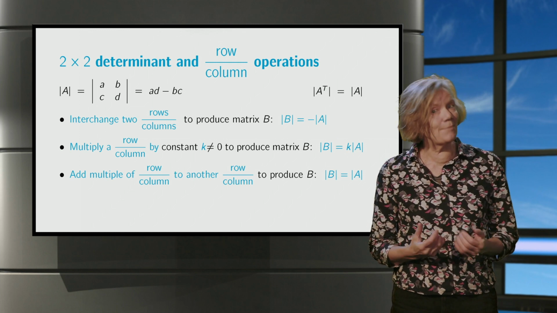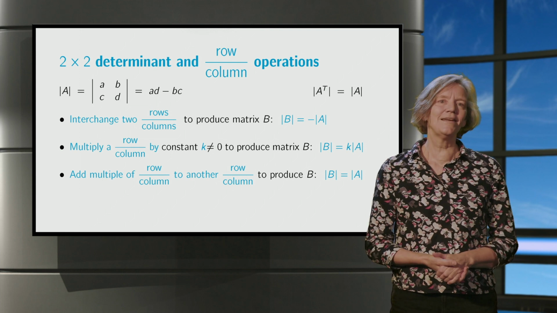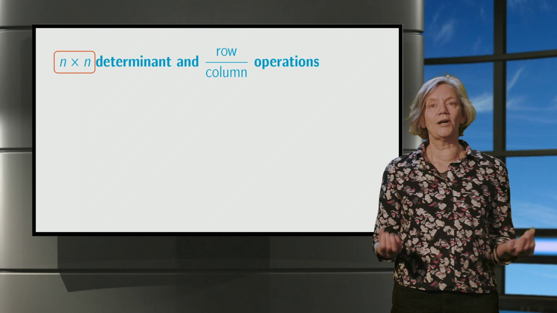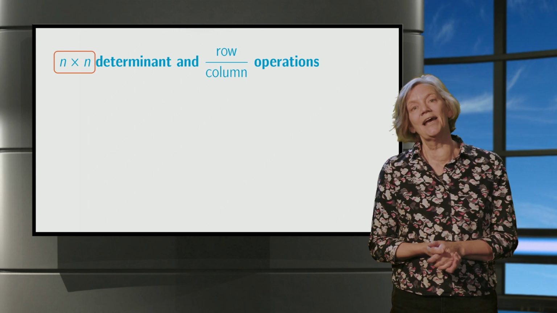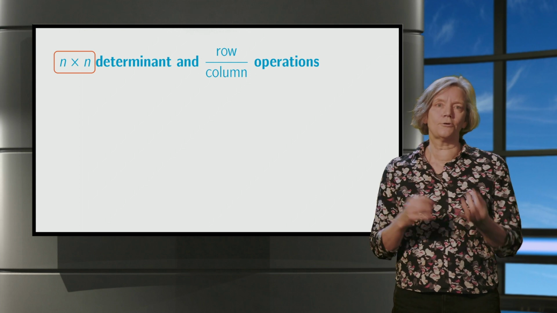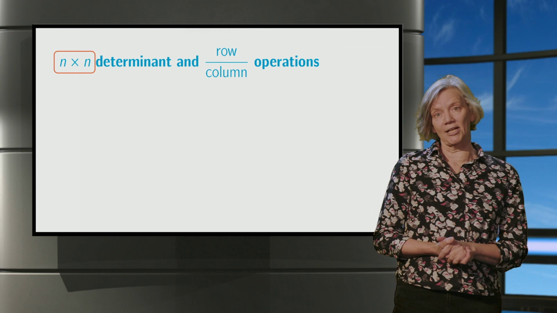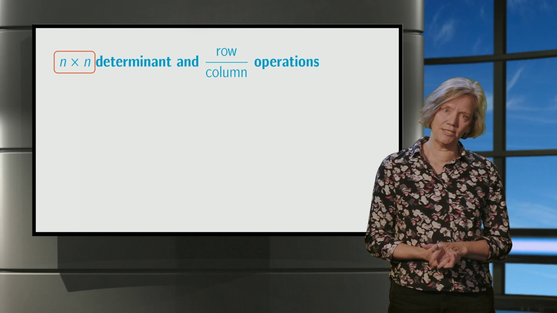Can we use the same operations on larger determinants? Luckily, we can. Each of the 3 operations changes just 1 or at most 2 rows or columns. So there are at least n minus 2 rows or columns that stay the same. Then we can take the cofactor expansions only across the rows or columns that have not changed.